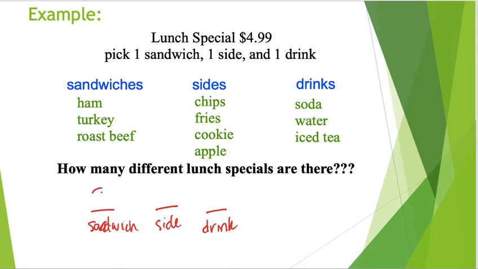There are 3 different possible sandwich options. There are 4 different options for sides, and there are 3 different options for a drink. If we were to multiply these together, we would end up with a total of 36. So there are 36 different outcomes, or 36 different lunch specials that are available when you have 3 sandwich options, 4 side options, and 3 drink options to choose from.